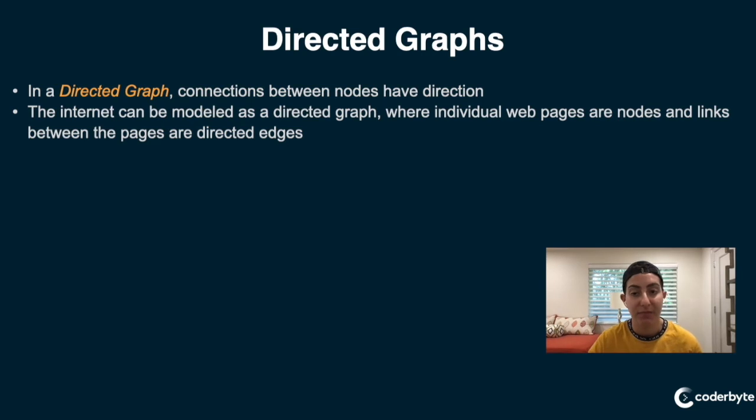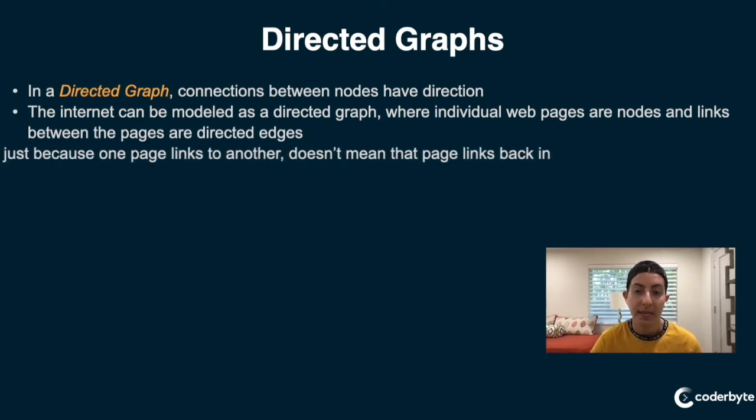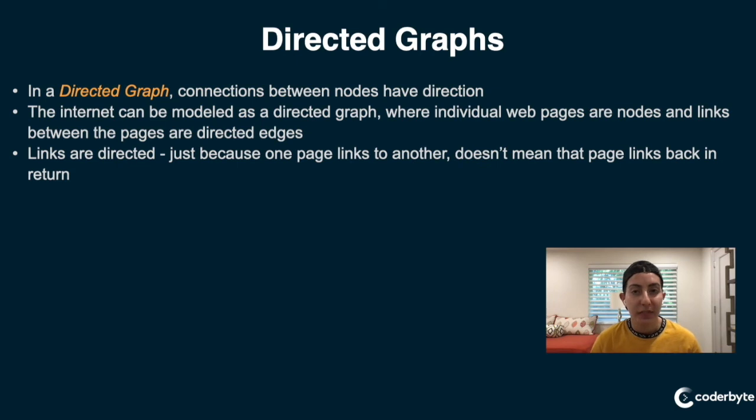The internet can be modeled as a directed graph, where the individual web pages are the nodes, and the links between the pages are the connections. It's directed because just because one web page has a link to another web page does not mean that the other web page links back to the original page, right? That is one direction of data flow, and that has to be modeled in the graph as such.